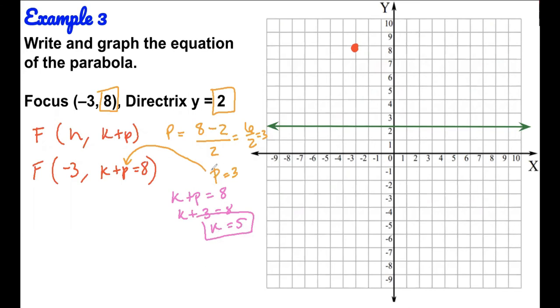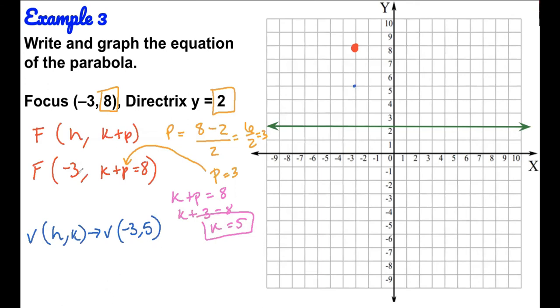All right, so we figured out what P is, what K is. Now we can write our vertex. It's at H, K. My vertex is at -3, and K is at 5. So -3, 5. Is that my midpoint? 1, 2, 3. 1, 2, 3. And yes, it is.